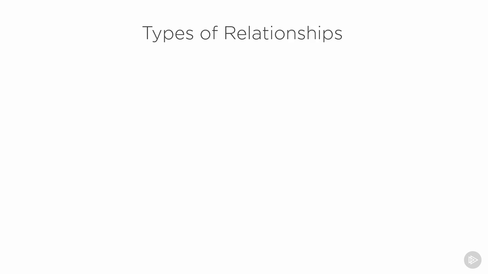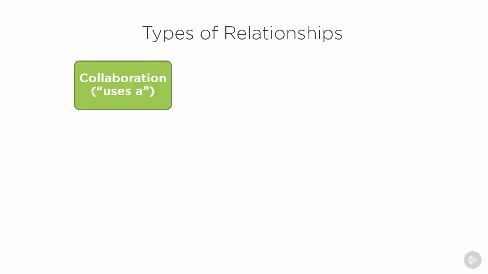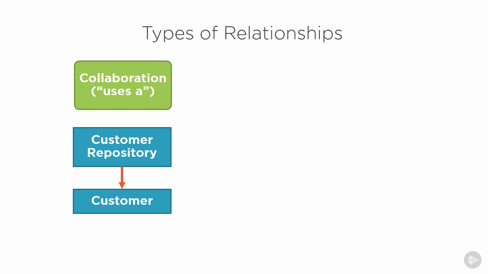Object-oriented programming defines three basic types of relationships. Collaboration, or uses a, defines a relationship where one object collaborates with, or uses, another object that is not otherwise related. For example, you may collaborate with a coworker to complete a task. In our class diagram, the customer repository uses a customer object to populate on a retrieve.